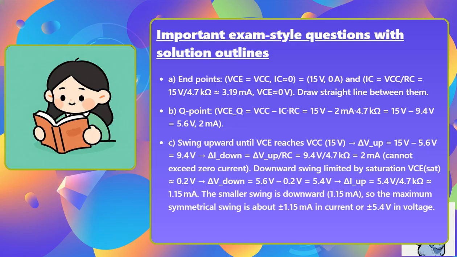So the maximum symmetrical swing is about ±1.15 milliamps in current or ±5.4 volts in voltage. D. Output voltage swing = ±5.4 volts around the Q point. Total approximately 10.8 volts peak to peak.